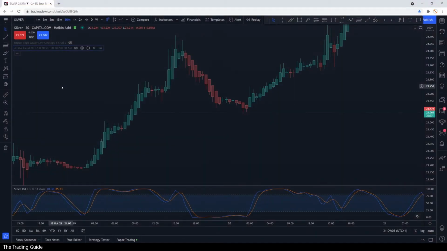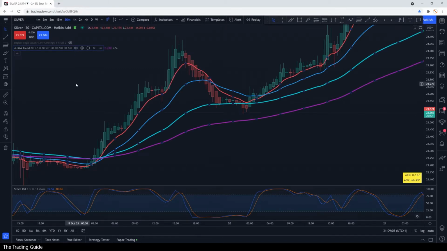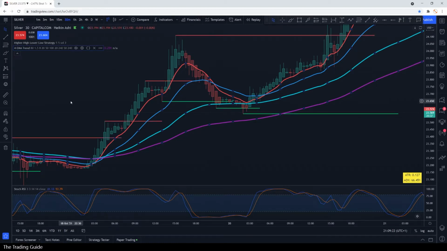Okay, so let's have a look at the indicators that I used. The first one is my own indicator called the 4 EMA. And after activating it, you get 4 EMAs, and I use the 8, the 20, the 50 and the 100. In a second, I will explain how to use it. The next one is the Stochastics RSI, which is an inbuilt indicator for TradingView. And the last indicator is the higher high, lower low, that helps you to see the latest highs and lows in the chart.